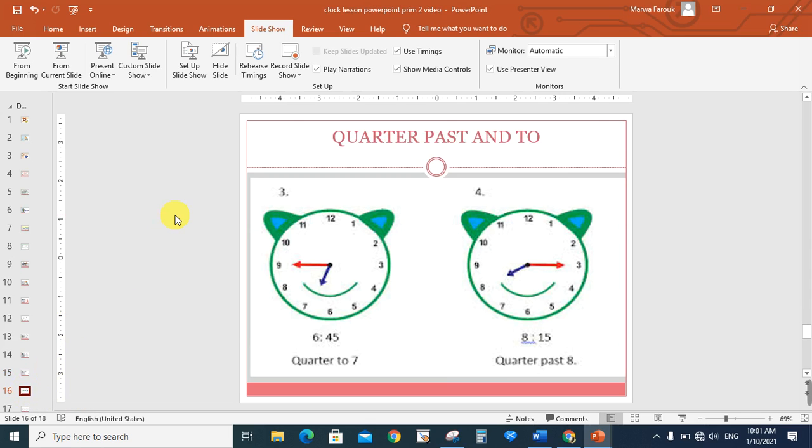Quarter past and quarter to. The first example here, the short hand is on 7 and the long hand is on 9. It's called quarter to 7 in an analog clock. In a digital clock, it's 6:45. Okay. The second example here, the short hand is on 8 and the long hand is on 3. It's called quarter past 8 in an analog clock. In a digital clock, it's 8:15. Okay.